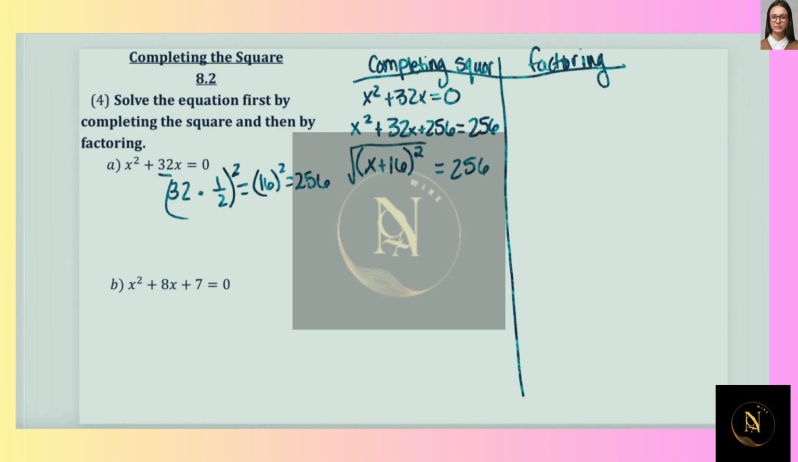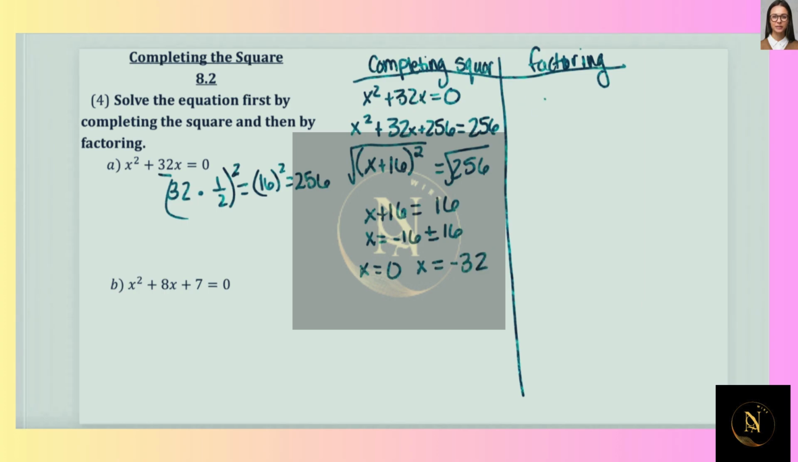And then I'm going to find the square root of both sides. So I have x plus 16 equals 16. Then I'm going to bring that 16 over to the other side. So I have x equals a negative 16 plus or minus 16. So I get x equals 0 and x equals a negative 32.